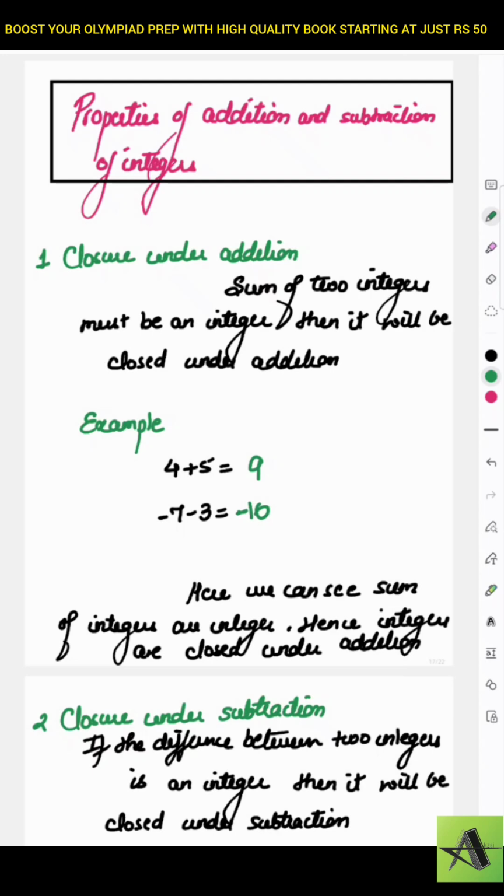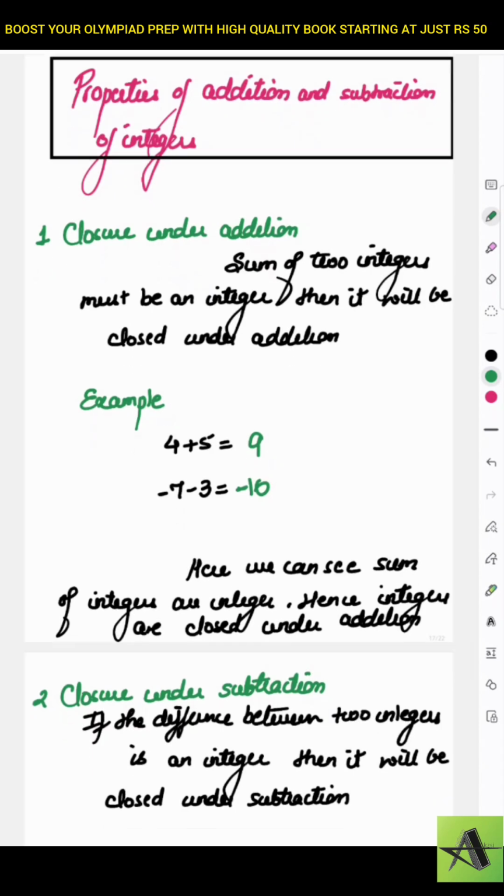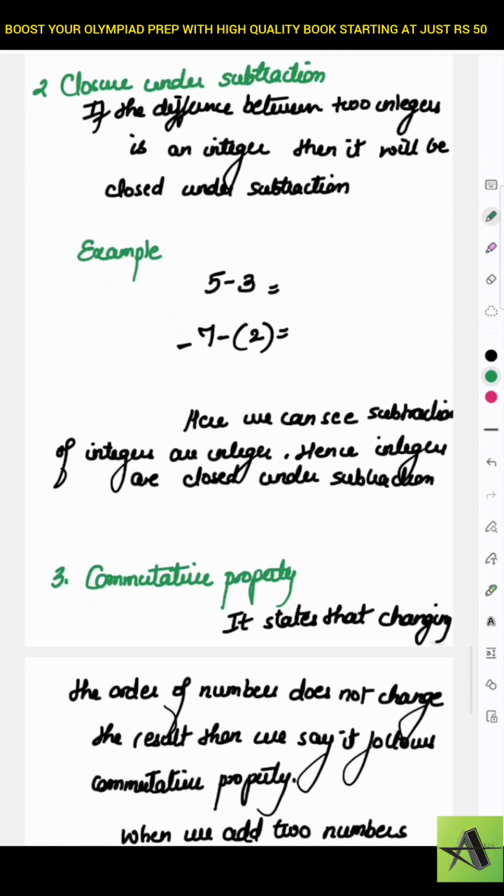So this is called the closure property of integers, or closure under addition. Next is closure under subtraction. When I'm subtracting two integers, my answer will be an integer as well. That's closure. Closure means when we are adding, subtracting or doing any operation, my answer is still an integer.